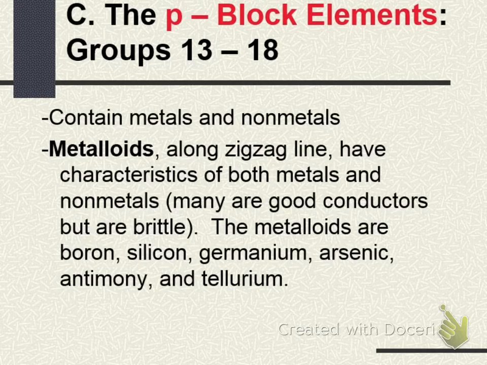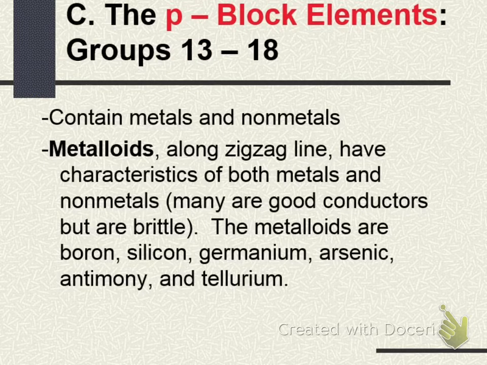The metalloids are actually the ones that touch the zigzag line. They have characteristics of both metals and nonmetals. Many are good conductors, but they're brittle, okay? The metalloids are boron, silicon, germanium, arsenic, antimony, and tellurium, okay? And those are the ones that we need to know on the periodic table that are our metalloids.